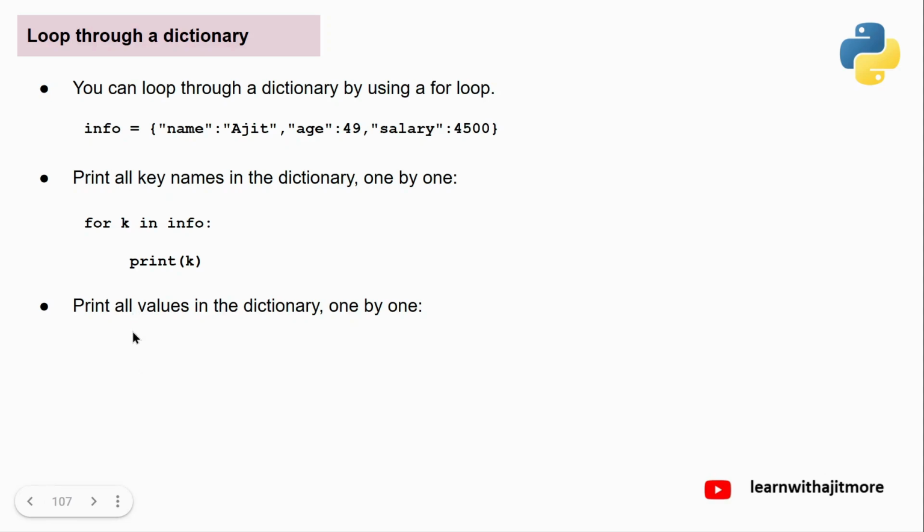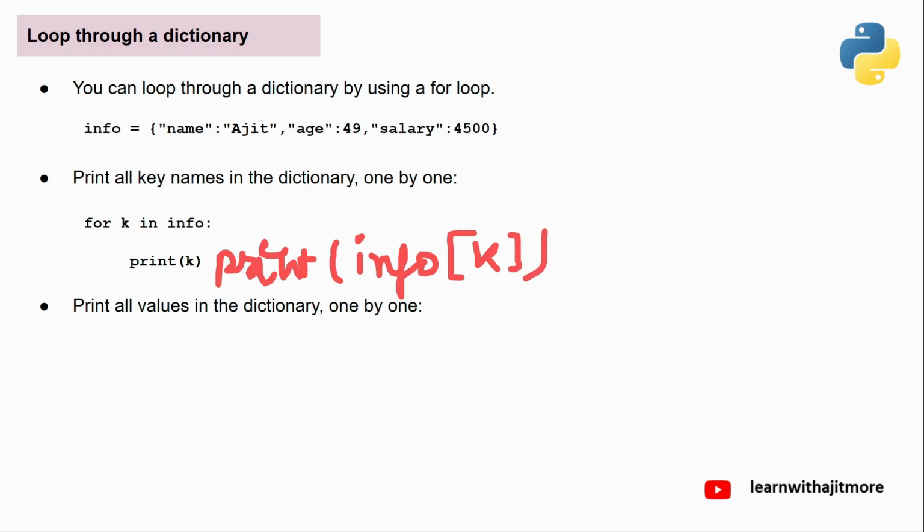Okay? And suppose you want to print all values in the dictionary one by one. Just print the values. So you can use the above for loop only, which is giving you keys one by one. For k in info, it will give you the key one by one. First name will come, then age, then salary. Then what you can do is, while printing, instead of printing k, you can print info of k, info[k].